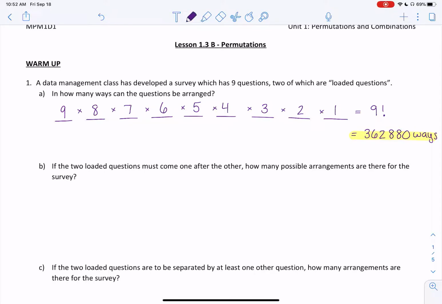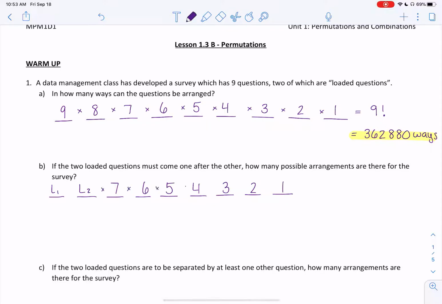For question B, it says, if the 2 loaded questions must come one after the other, how many possible arrangements are there for the survey? So now let's space out our questions again. 1, 2, 3, 4, 5, 6, 7, 8, 9. And I'm just going to put my 2 questions together at the front here for right now. So I have question 1 is a loaded question, then question 2 is a loaded question. So by the time I get to question 3, I've used up 2 of the questions, so I only have 7 choices left. Then I'd have 6 choices left. 5, 4, 3, 2, 1.